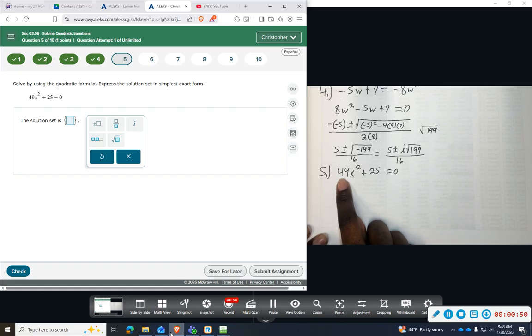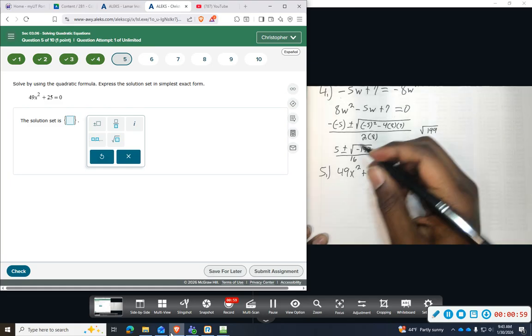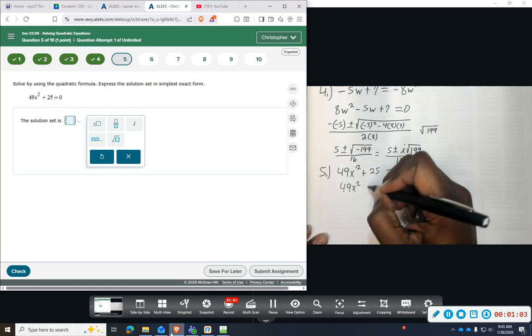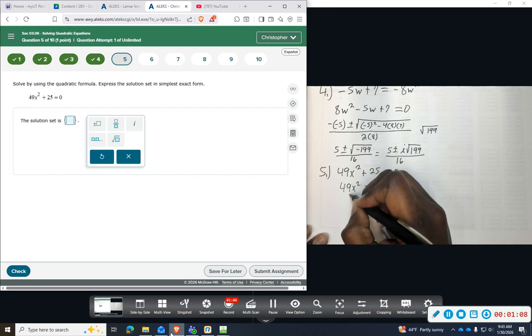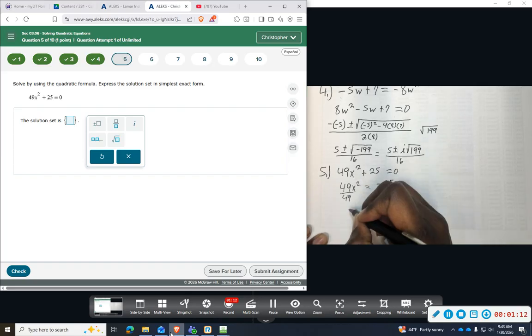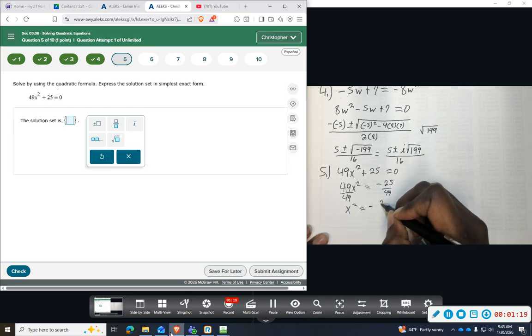Square root method just says get x by itself, and then you're going to square root both sides. So I'm going to move this 25 over. I'm going to subtract 25. So it's going to give me 49x squared equals a negative 25. And then we're going to divide by 49. And then that leaves us with x squared equals a negative 25 divided by 49.